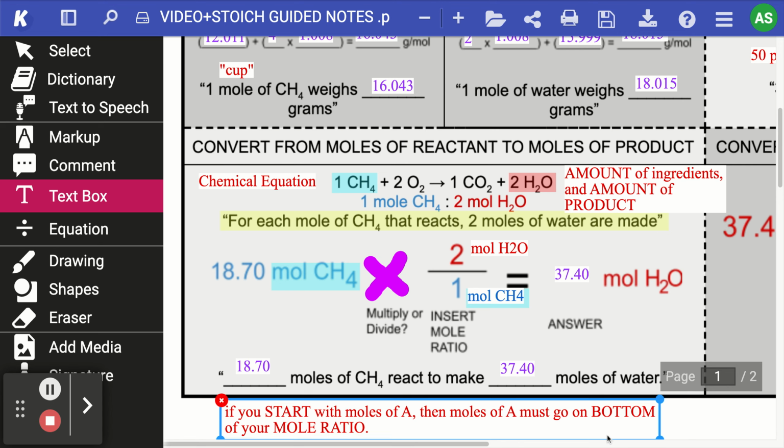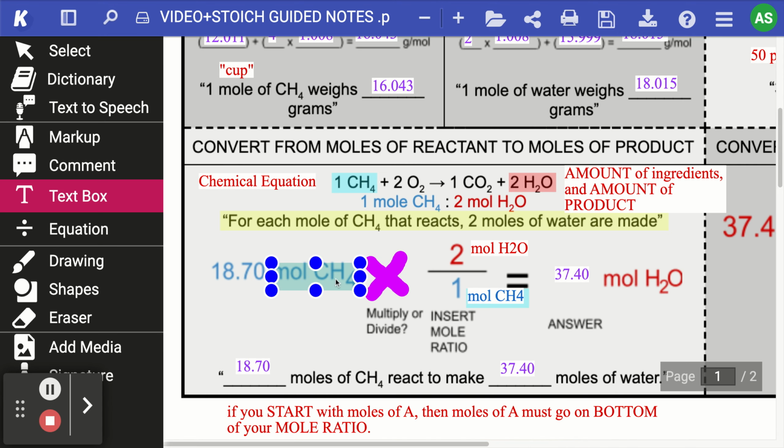With a note, if you follow this note in red, you'll always do it right. Since I started with moles of methane, moles of methane must be on the bottom.